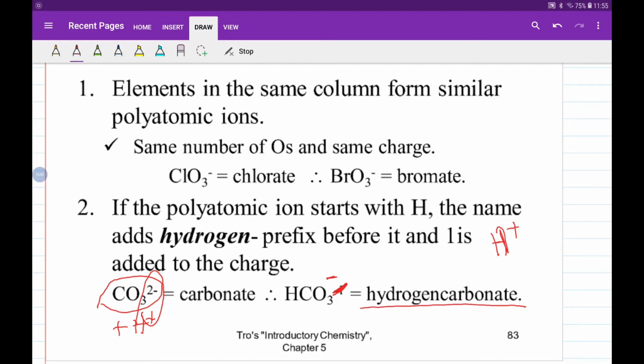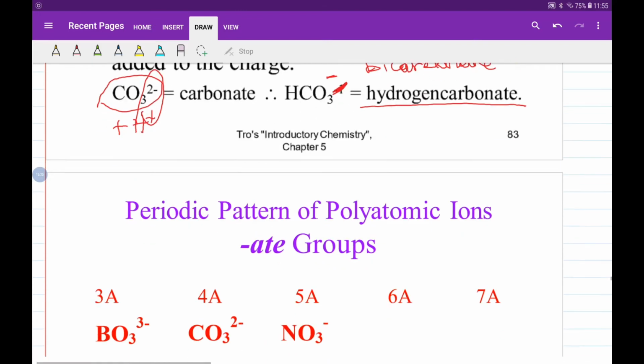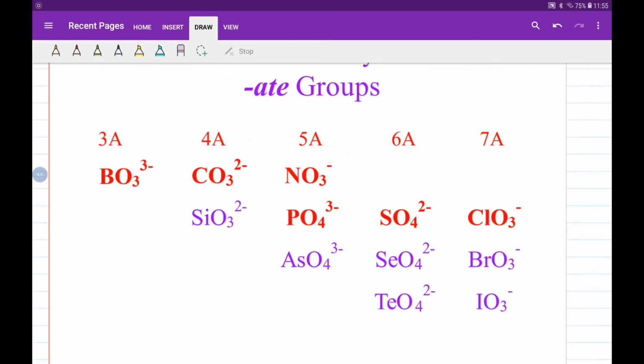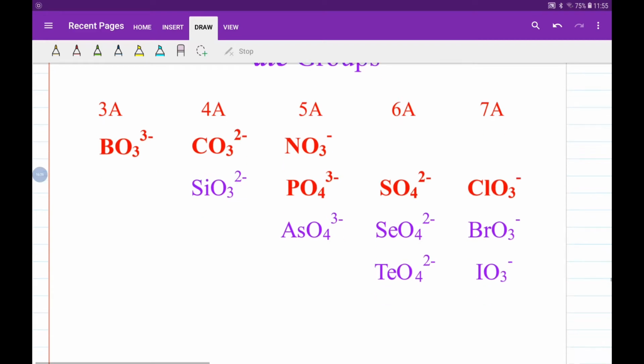Alternatively, we can use the older name, and instead of calling it hydrogen, we can call it bicarbonate. And you need to know that as well. Bicarbonate. This is the pattern that I just outlined for you up top. Now you can see it.